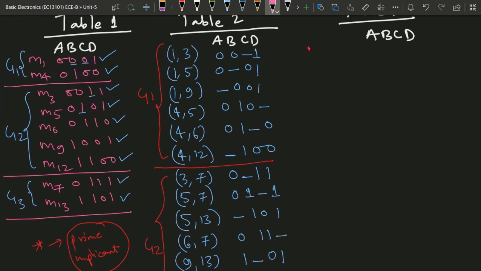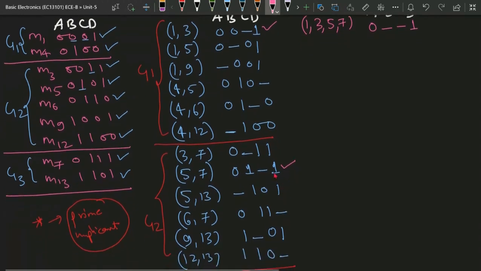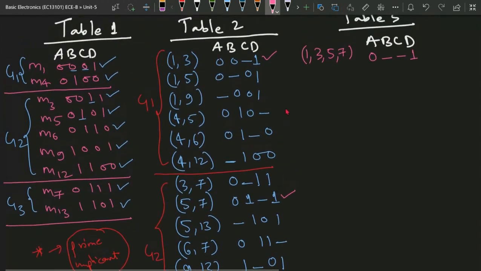So how will the pairing be done? It will be paired like 1 3 5 7, and its digits will be like 0 will be 0. This is 0, and here 1 is there, so it will be dash, and this is already dash, and then 1. Once the pairing is done, this is being paired with 5 7, not with any other, so we'll not be taking it out. So this has been done.